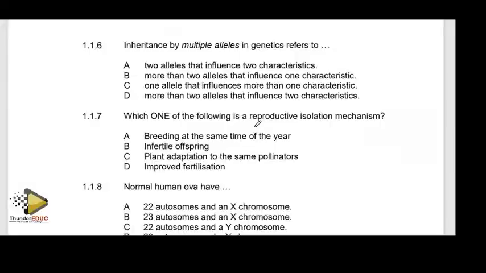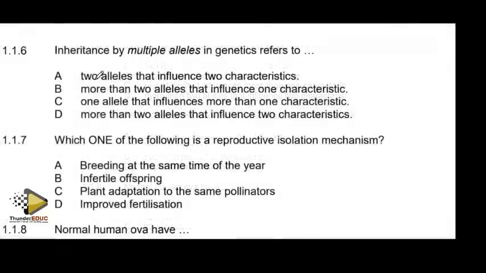Then they are saying that inheritance by multiple alleles in genetics is referred to as two alleles that influence two characteristics. Two alleles, no, it's more than two. More than two alleles that influence one character is correct. Those alleles must influence one characteristic.